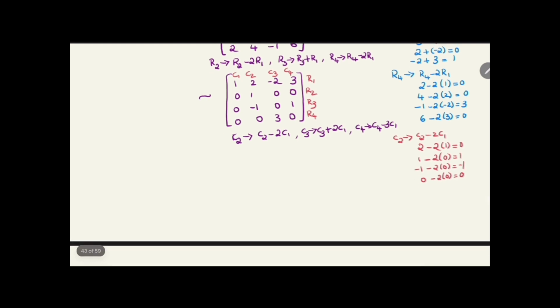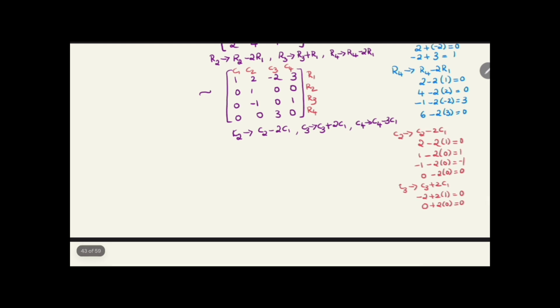Now, coming to the next operation, what we have taken, C3 implies C3 plus 2C1. What is the first element of C3? Minus 2 plus 2 into 1. Minus 2 plus 2, it is 0. Next, what is the second element of C3? It is 0 plus 2 into 0. 0 plus 0 is 0. Okay. Now coming to third element of C3, it's again 0 plus 2 into third element of C1 is 0. So 0 plus 0 is 0.